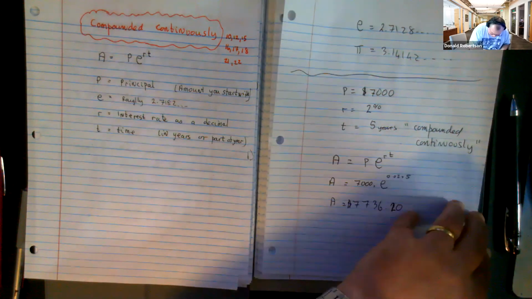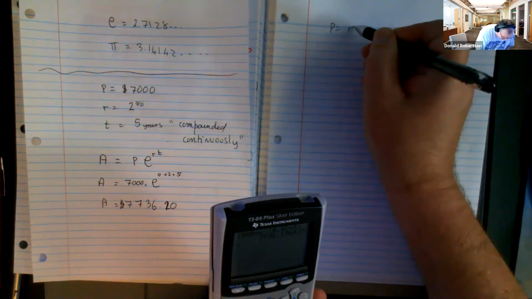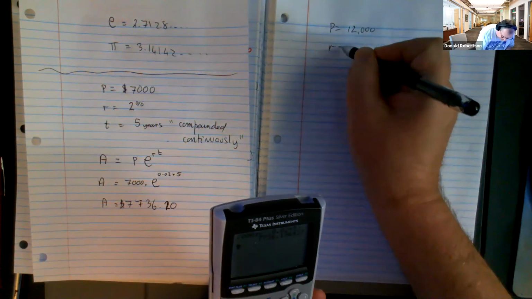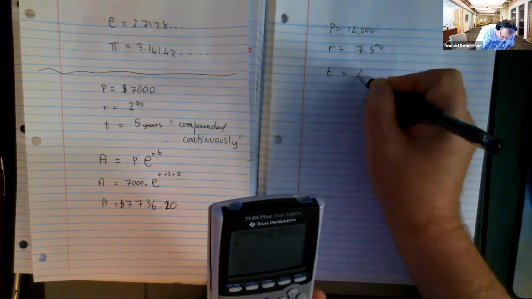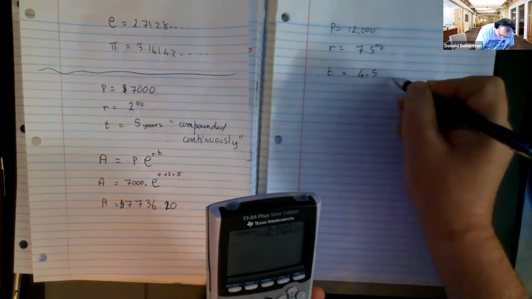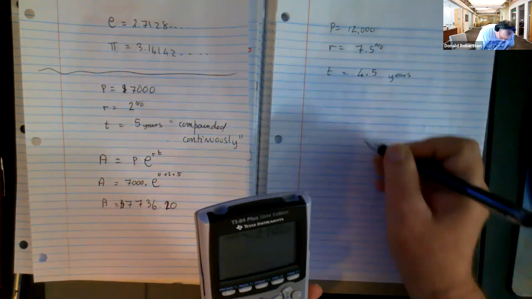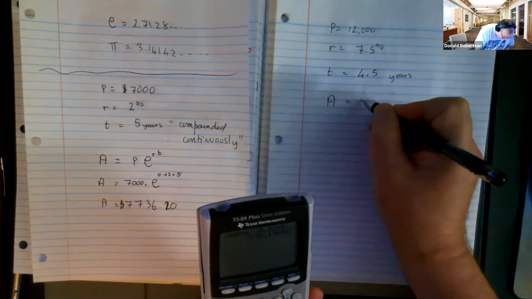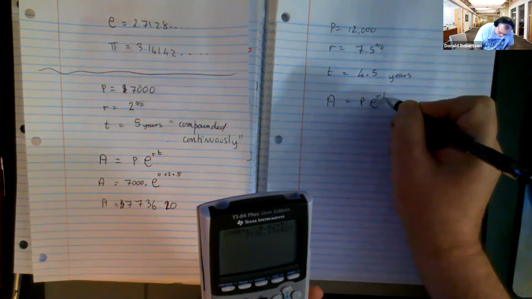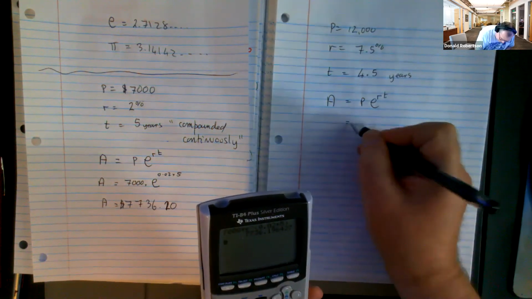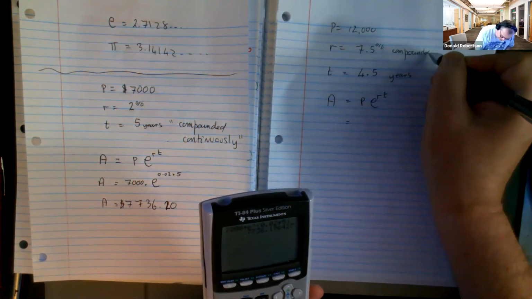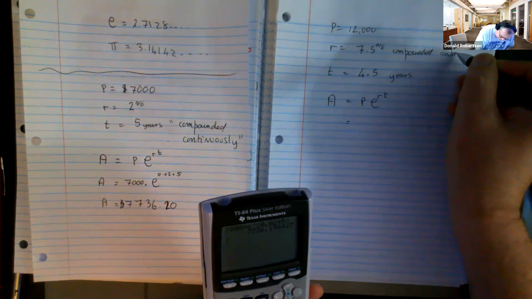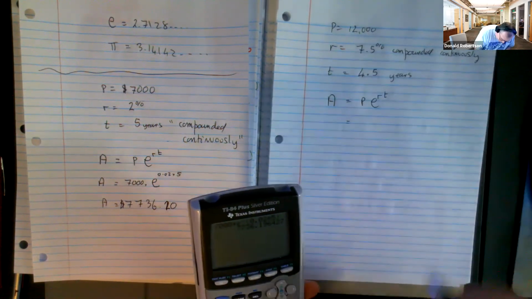Okay, I'm just randomly going to pick P's. Let's suppose that you had 12,000. Let's say the interest rate is 7.5%. And let's say it's for 4.5 years, right? Then the amount that you're going to have in your bank account at the end of that 4.5 years is this formula, compounded continuously. It has to say that or the question's not fair.